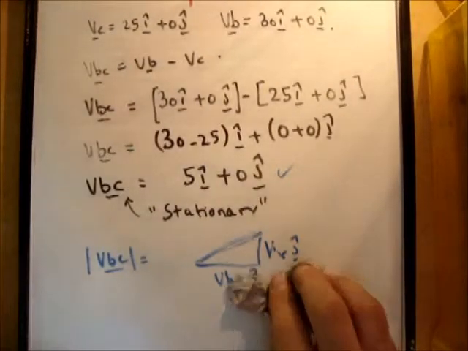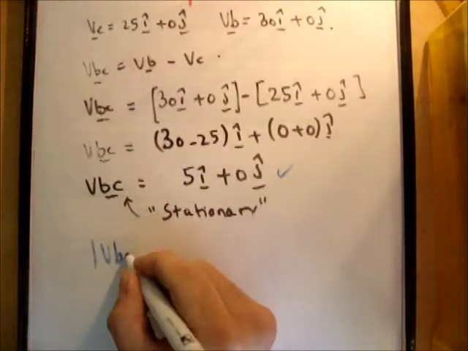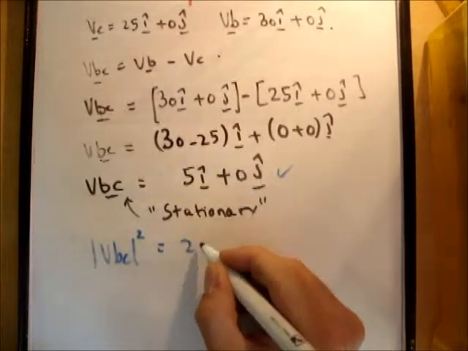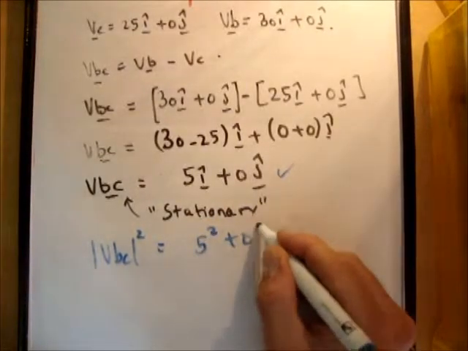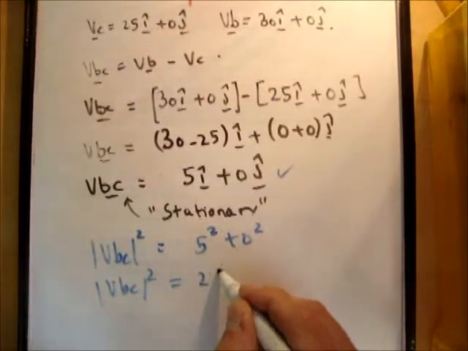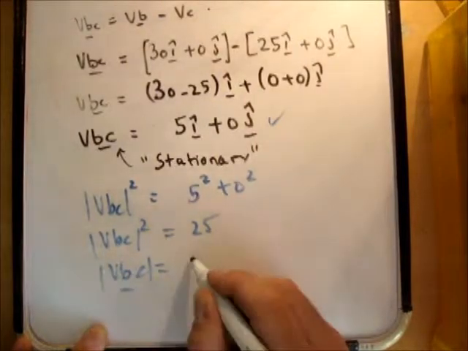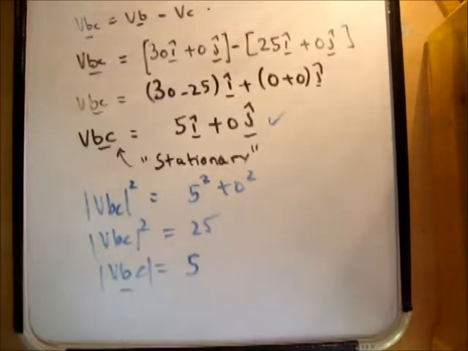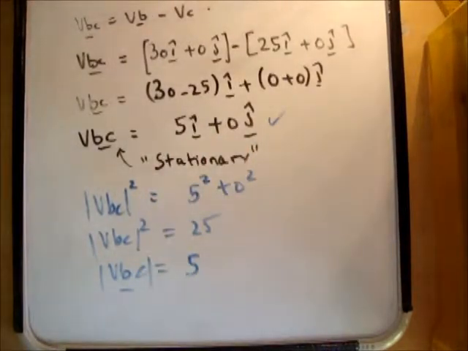So in this case, let's just do that, so the magnitude of VBC squared is equal to 5 squared plus 0 squared, and therefore the magnitude of VBC squared is equal to 25, so the magnitude of VBC is equal to 5. So as you can see, where you have 0 in any of the unit vector directions, then the magnitude is just whatever's left. But of course, if this was non-zero, then the magnitude would be different.